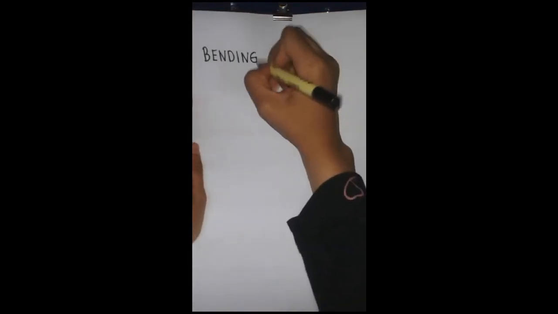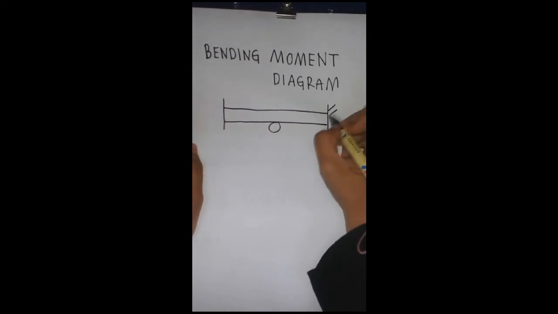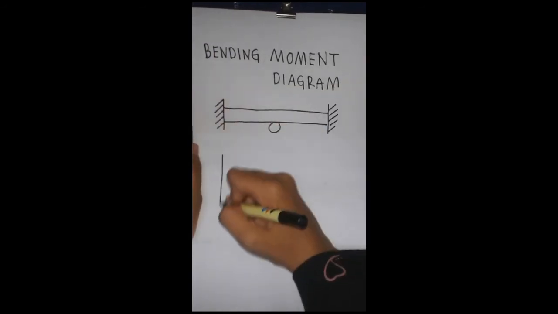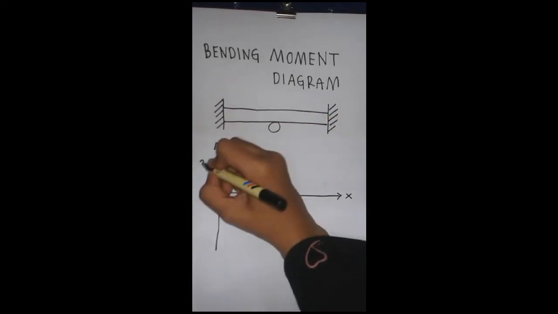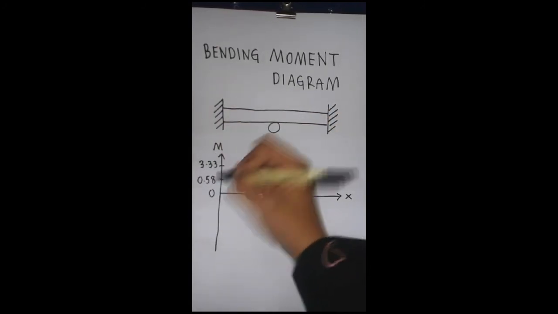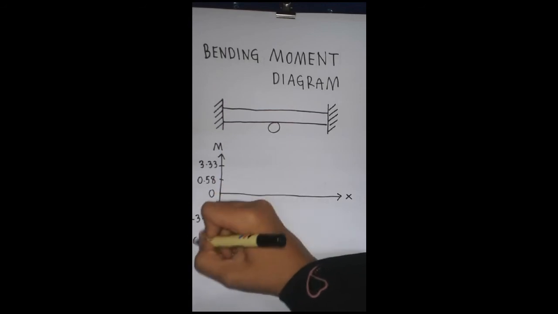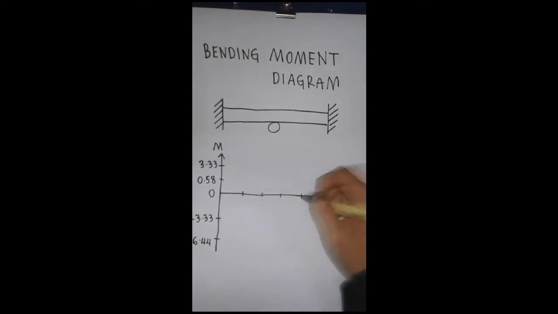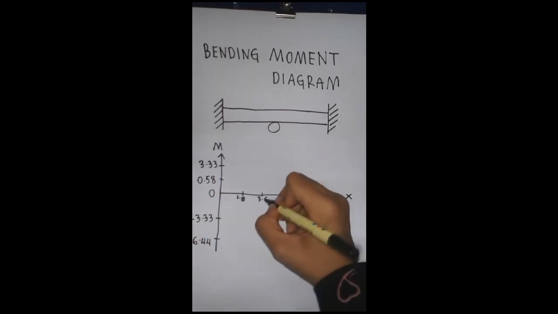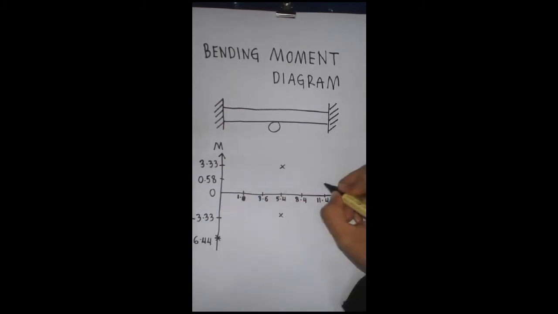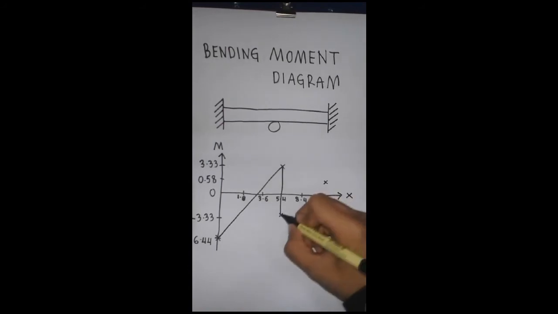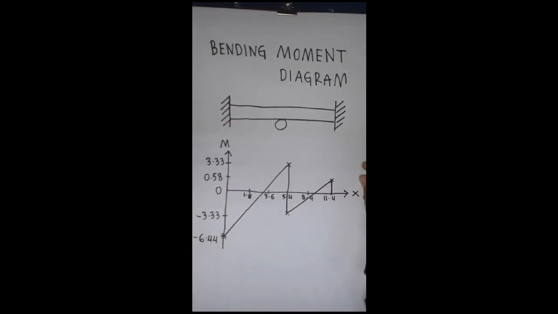Last but not least, to find the bending moment diagram, we combine all the moments from A to B and B to C that we get from the table. As you see in the figure, this is the bending moment diagram for the beam.